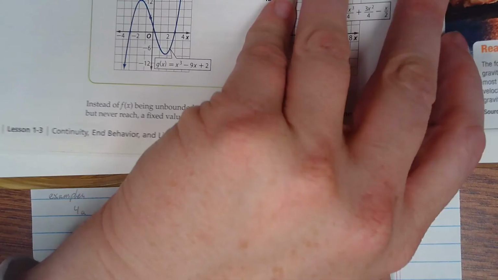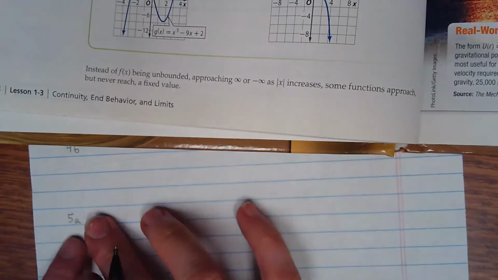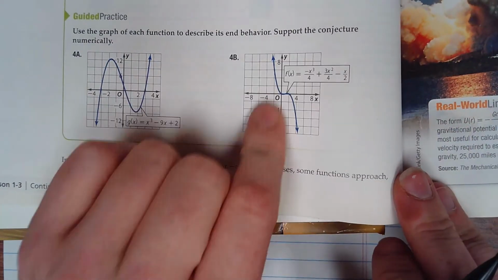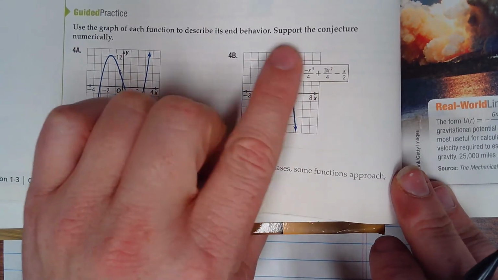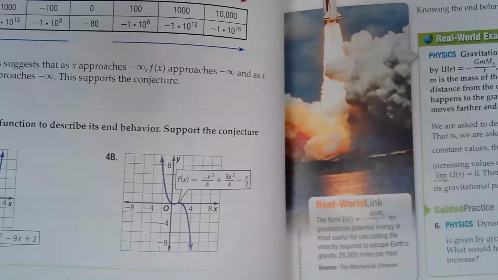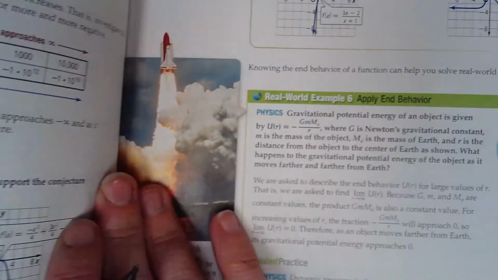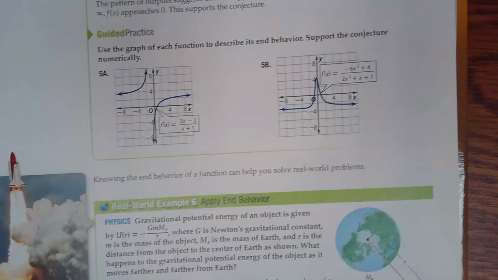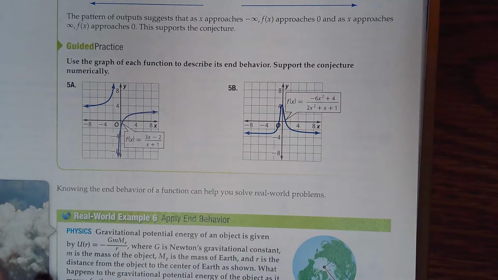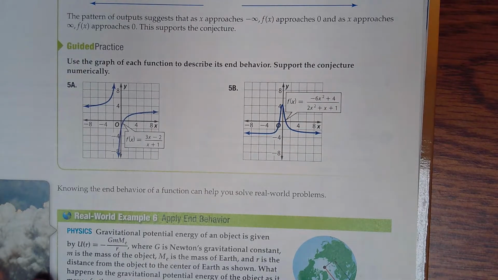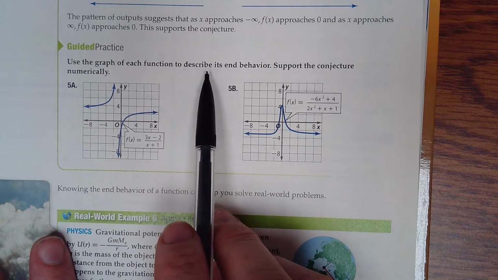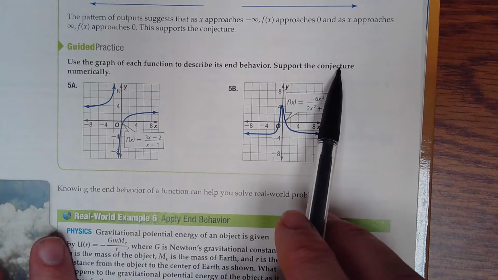All right, so that will give you 4, and I will leave this one. You can look at this one and try to do those numbers. It's the same way I did this one. But I also want to look at 5. Let me see if I can get 5 into the camera here. Okay, looking at 5, we need to describe the behavior of 5 now. Use the graph to describe its end behavior and support this conjecture.